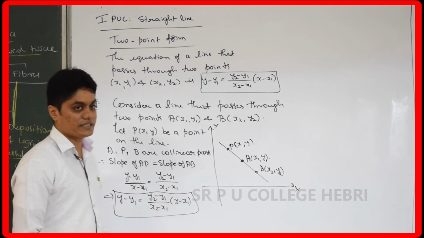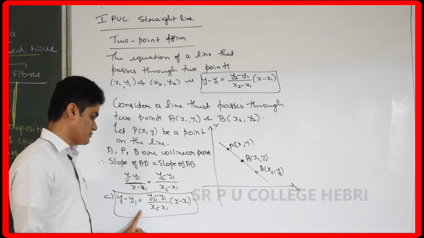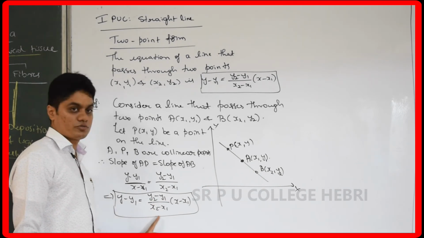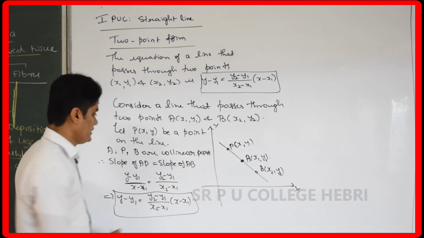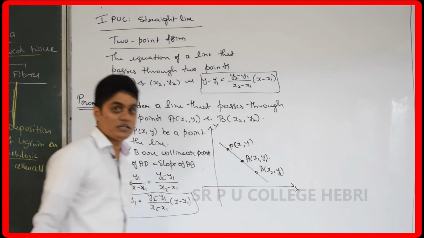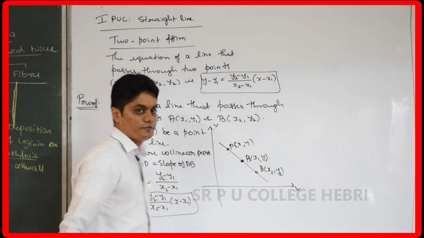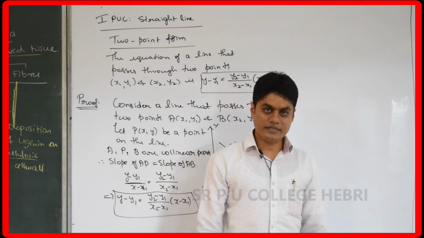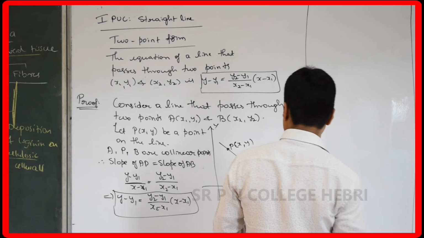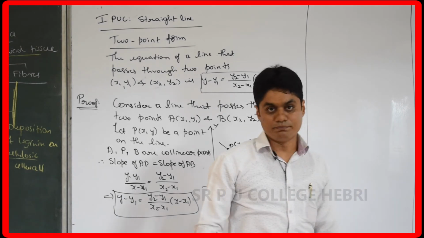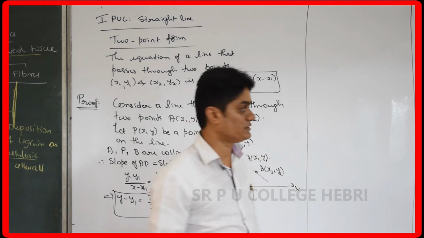So the equation of a straight line with the two points on the line is y minus y1 equal to y2 minus y1 by x2 minus x1 into x minus x1. So that is the derivation. Use the condition that three points are collinear: slope of AP is equal to slope of AB. Got it? So now let me take one example to make this clearer. Derivation you should learn properly, because you may get a derivation in the exam for 3 marks, remember that.